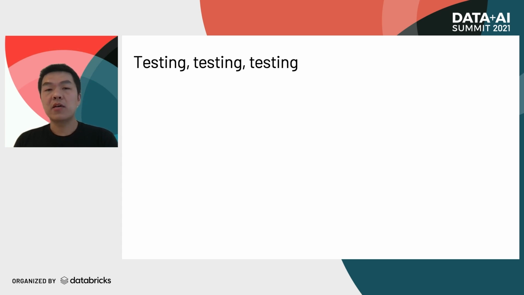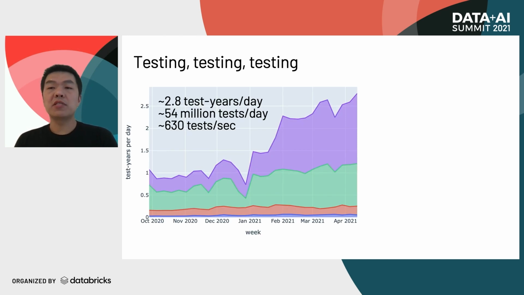Inside Databricks, we are testing our system at a decent scale. The graph here shows the average total test execution time per day for each week since October 2020. We now run 2.8 years of tests each day. There are 54 million tests running per day, or 630 tests per second. The volume has more than doubled in just a little bit more than 6 months.